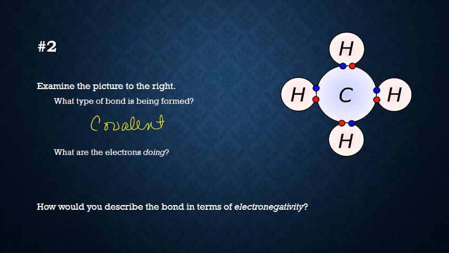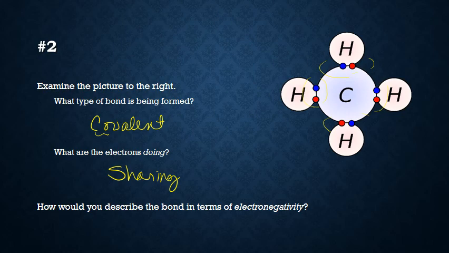Okay, so the covalent bond, we know it's covalent because the electrons are being shared. And by definition, covalent means to share. Co as a prefix actually means to share. So this is a covalent bond. And I just went and answered this next one. What are the electrons doing? Well, they're sharing. And how would I describe each of these bonds in terms of electronegativity?